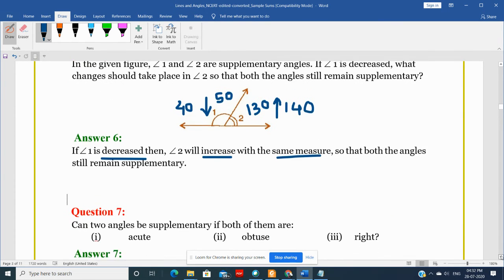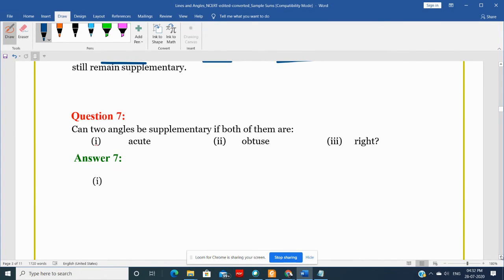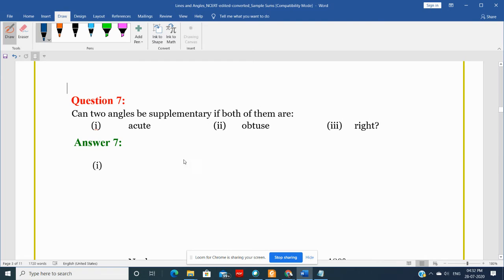All right, now let's talk about question 7. This would be our last explanation here, because the next explanations we'll do in the next video. Can two angles be supplementary if both of them are acute? As I said, let's do it and find it out.